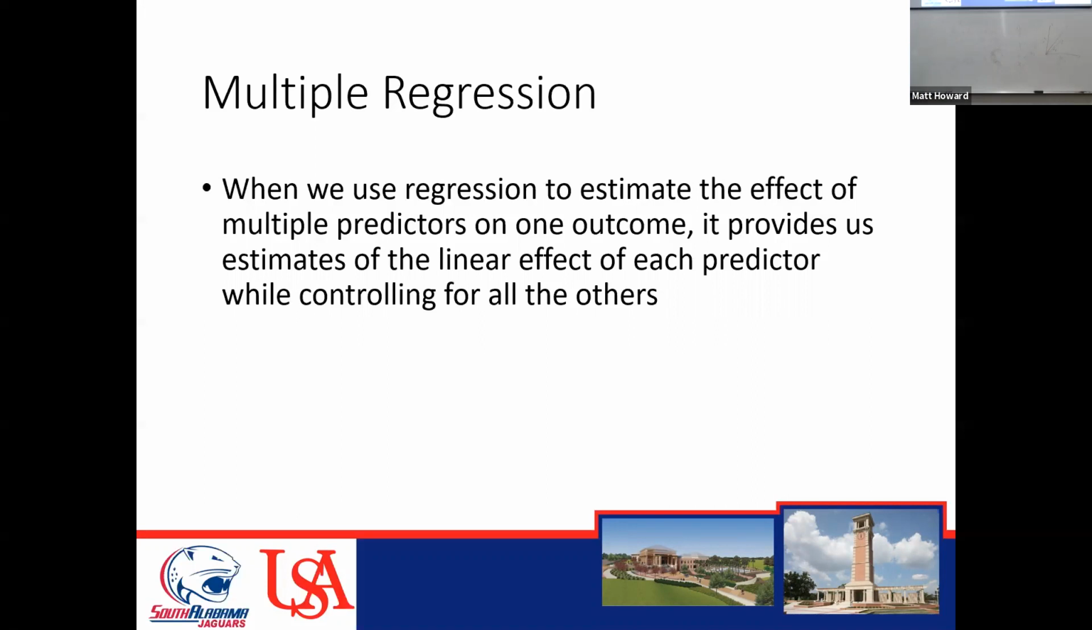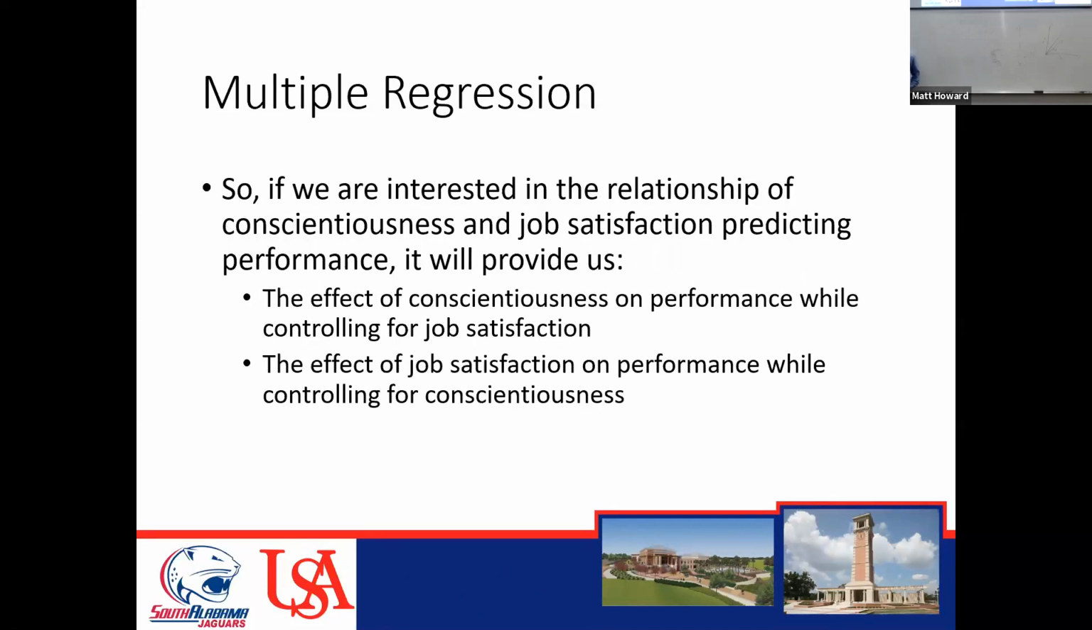So regression looks at the linear relationship of each predictor while controlling for all the other predictors, so we established that. If we're interested in the example we used before of conscientiousness and job satisfaction predicting job performance, we ran a regression with both predicting job performance. It would give us the relationship of conscientiousness on job performance while controlling for job satisfaction. It would also give us the relationship of job satisfaction predicting job performance while controlling for conscientiousness. So it gives us each of these relationships we might be interested in.